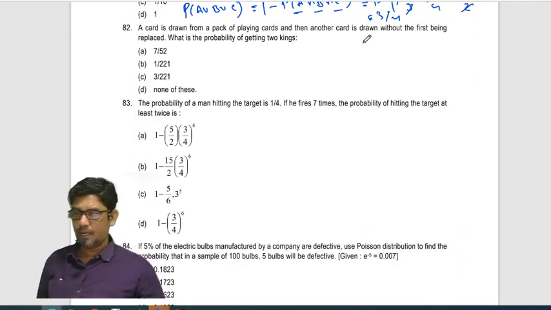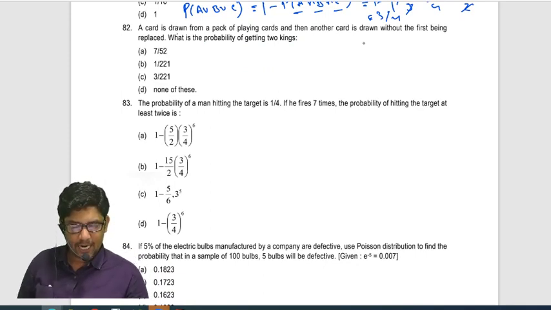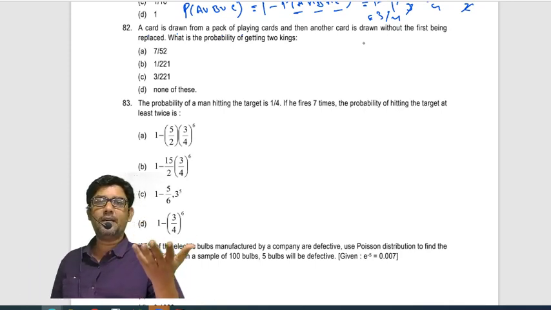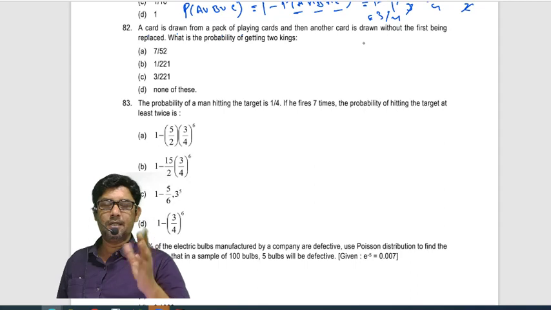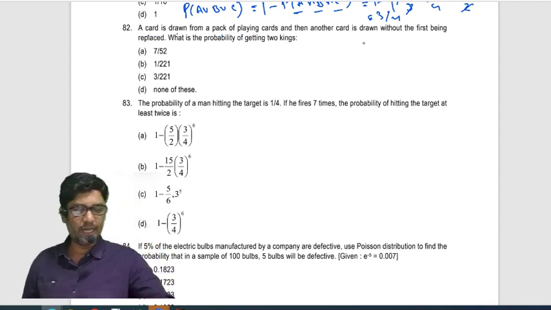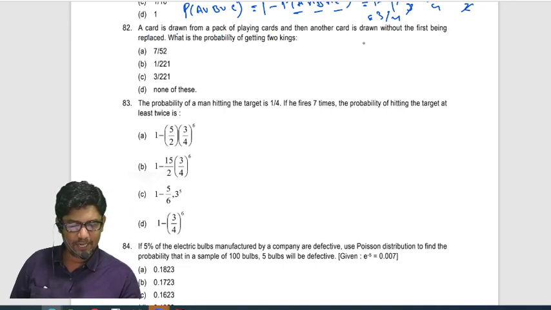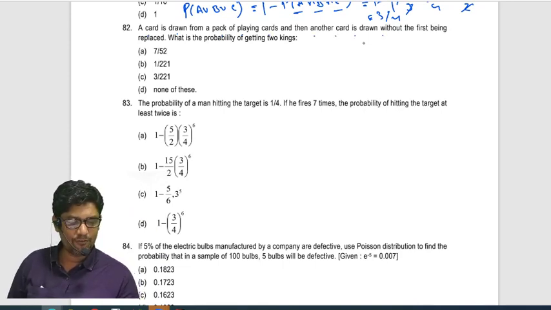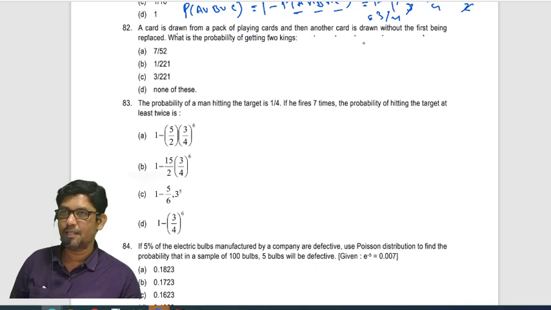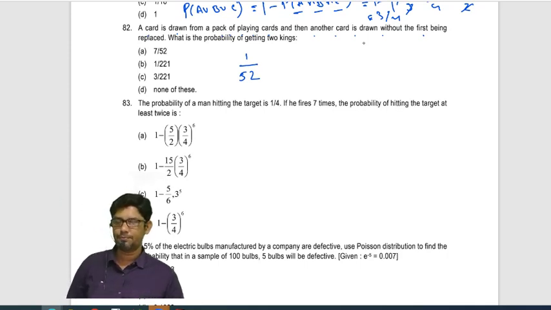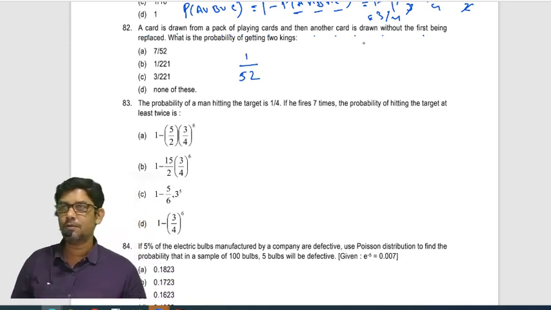Okay. Now listen here. A card is drawn from a pack of playing cards and then another card. See, many people think that probability is difficult, so they don't want to attend. Don't do that, okay? Actually, it's very much scoring. A card is drawn from a pack of playing cards and then another card is drawn without the first being replaced. What a simple question. What is the probability of the first card? Is it 1/52? Say yes or no.